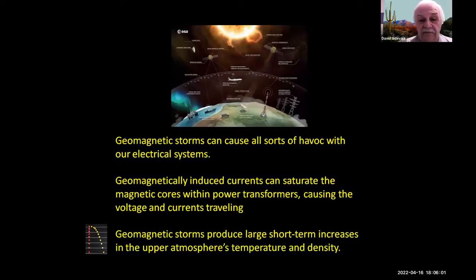So geomagnetic storms can cause all sorts of havoc with our electrical systems. They can induce currents, saturate magnetic cores within transformers, and cause voltage and currents traveling along conductors. Geomagnetic storms produce large short-term increases in upper atmospheric temperatures and density. And this is interesting if you're flying spacecraft at low orbits, because the atmosphere is going to increase in materials, and so the density goes up. We're here to talk today about density and drag, and this is real. It happens.